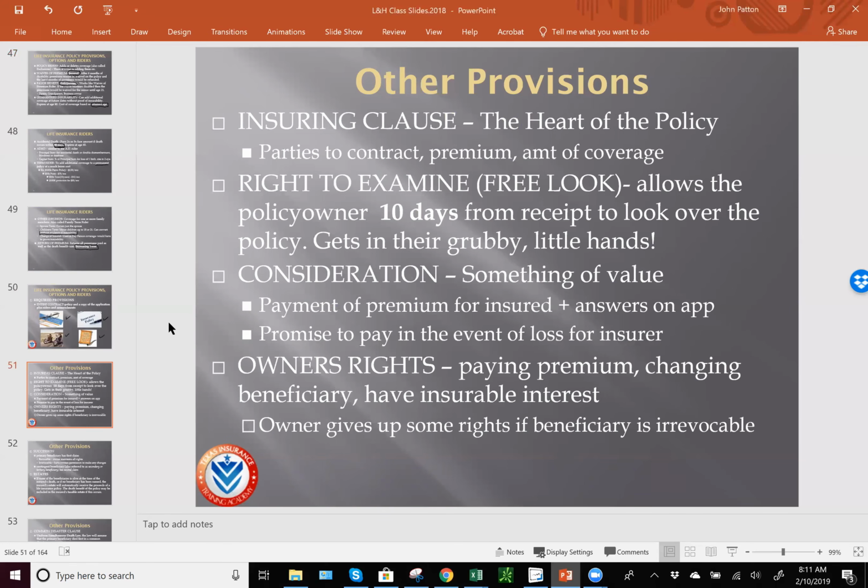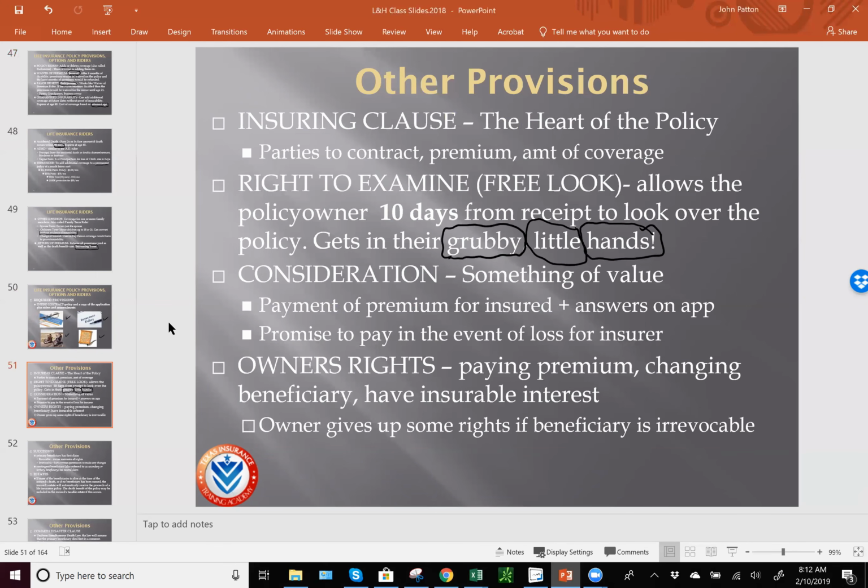And just so you know, it begins whenever they get the policy in their grubby little hands. Grubby little hands. That will begin the 10-day free look period. Now, older people get a longer free look. There's a 30-day free look, and it will be specific to Medicare supplement policies and long-term care policies, which we talk about in a later video.